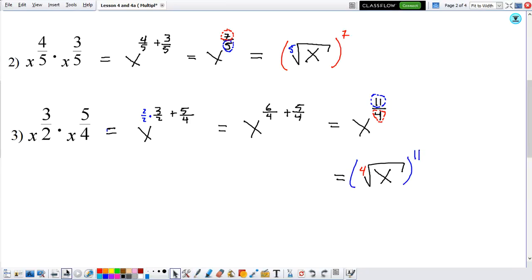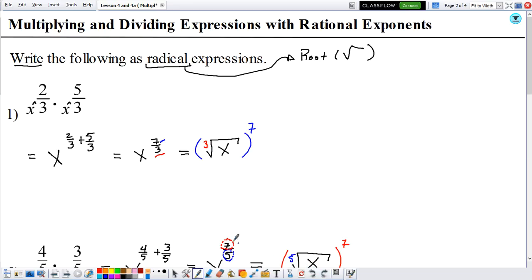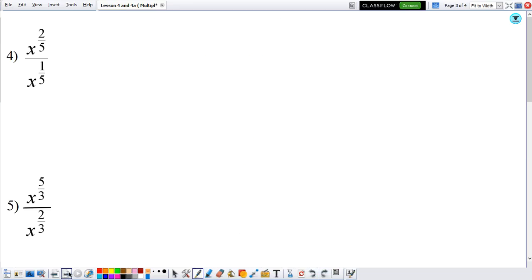So now let's look at another example here. So this is what happens when you are multiplying. So what happens when you're dividing? It's pretty much the same idea, but now the rule of exponents says that if you're dividing, now we don't add, but we subtract. So let's look at example 4 here again. We're dividing, and I know that the rule of exponents says that if you have the same base, you divide, you subtract the exponents, so that's exactly what we're going to do here.